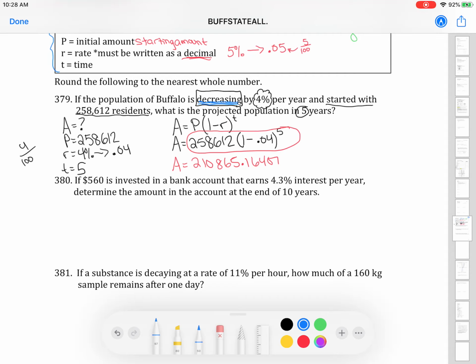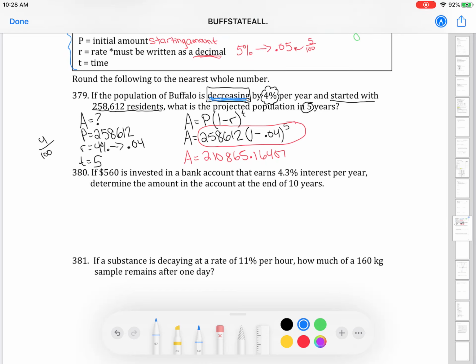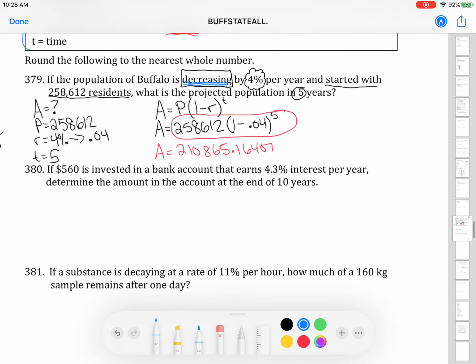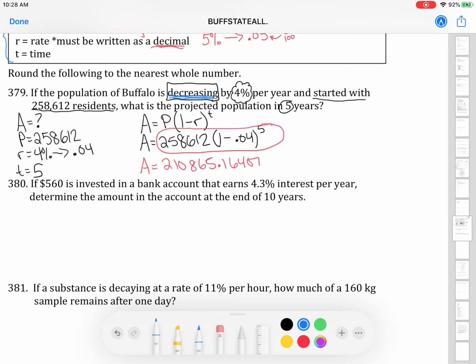It's growth or decay. The fact that the direction said decreasing means my final amount should be less than my starting amount, and it is. So this makes sense. If I ended up with a negative number, does that make sense? No. That'd be a big sign to me that tells me I've done something wrong. So just make sense of your answer when you have word problems. It'll definitely help you long run.